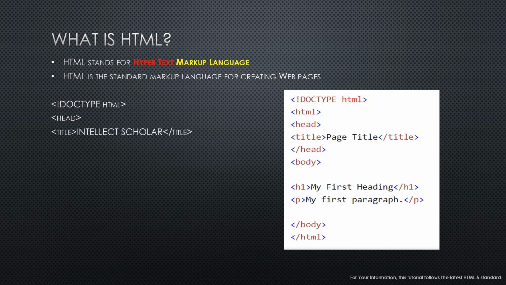The title element specifies the title for the HTML page, which is shown in the browser's title bar or in the page's tab. And you could see that I put the title as Intellect Scholar. The body element defines the document's body and is a container for all the visible contents like headings, paragraphs, and images. Here, I had assigned the H1 element, which defines a large heading, as HTML introduction.